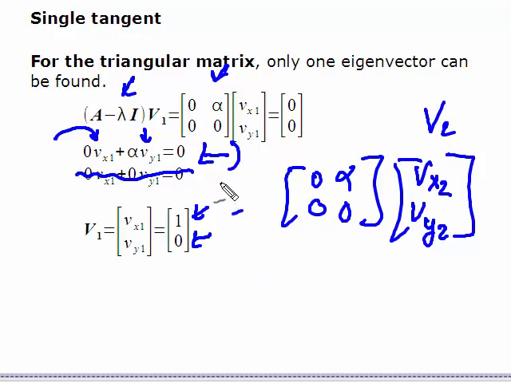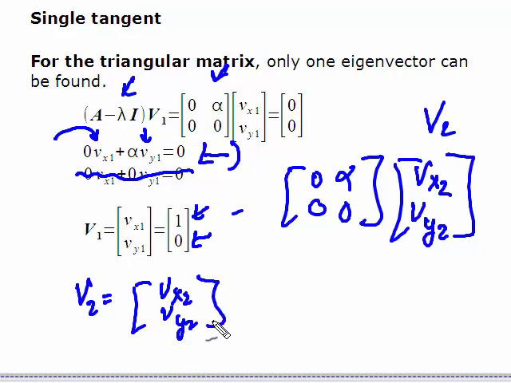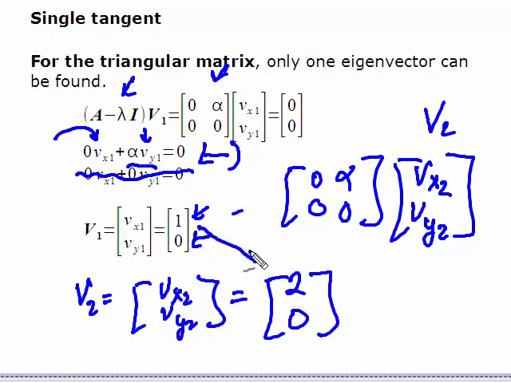We could pick another V2, but for example, we know Vy2 has to be 0 by this equation, because we have the same equation. Vx2 could be anything. So if I pick 2, what have I got? I have a multiple of V1, so they are not linearly independent. And the eigenvectors must be linearly independent, so in this case we cannot find another eigenvector. But we need one.